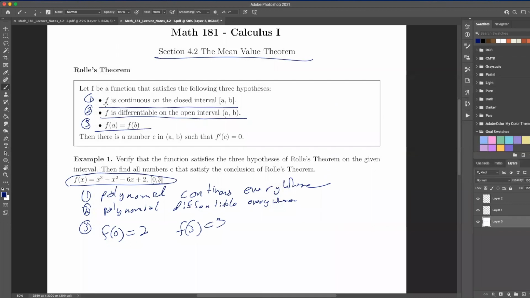How do you show that? Polynomials are continuous everywhere. Polynomials are differentiable everywhere. These are things we've already established. We show that f of a, which in this case is 0, and f of b are both equal to, I wrote 3 there, and I meant to write a 2. It's equal to 2. So we verify there is a number, and then we want to find all c for which this is the case.